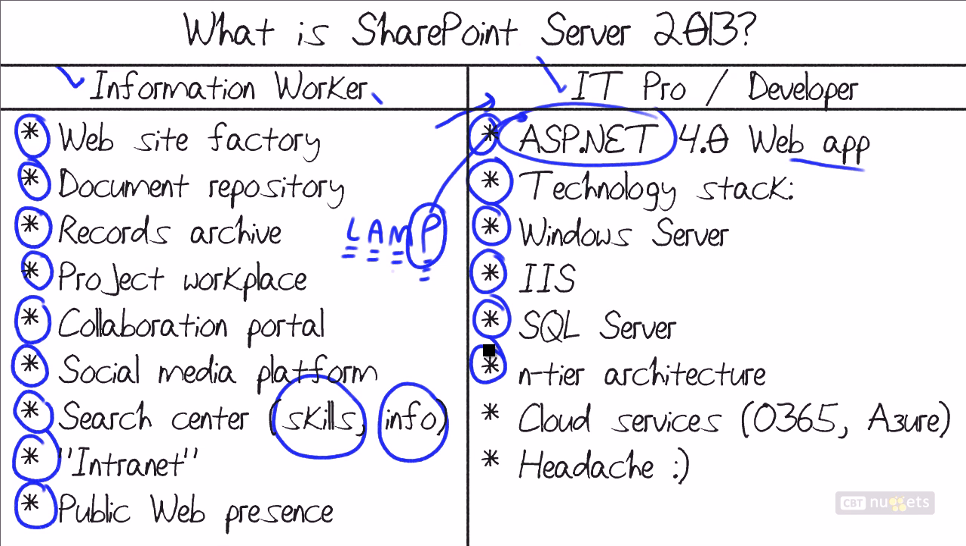What makes this even cooler and also more complicated is Microsoft's focus on SharePoint in the cloud. We have SharePoint Online, that's part of Office 365. That's a feature-limited version of SharePoint. We also have Windows Azure, which is similar to Amazon Web Services. It's an infrastructure as a service platform where you can deploy your SharePoint servers as virtual machines hosted by Microsoft.